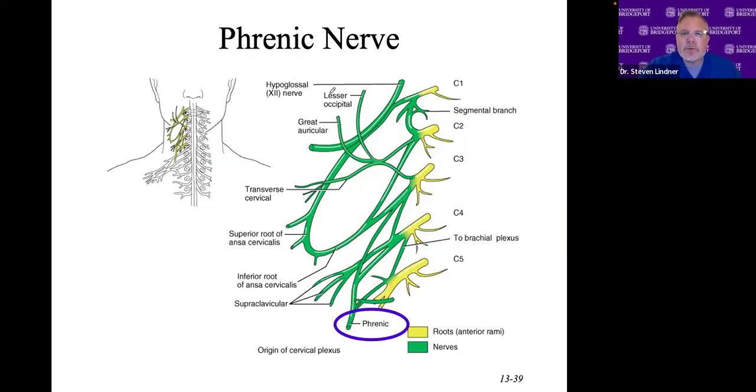When we take a closer look, now we can see here C3, here C4, here C5, right here is the phrenic nerve. So when you follow that, it comes off of C3, C4, and C5. That's the phrenic. That goes to the diaphragm. Okay.